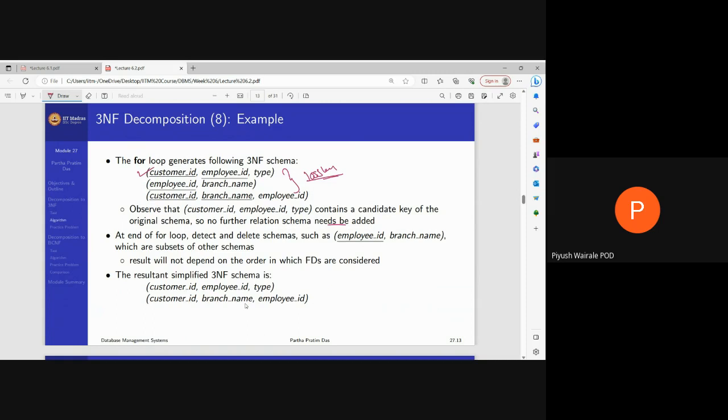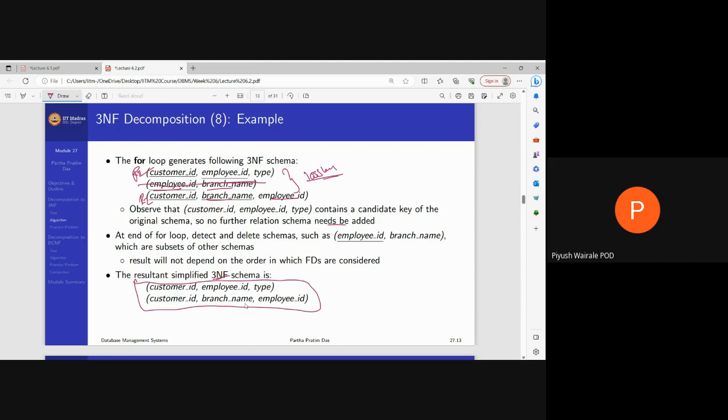So employee ID and branch name are a subset of other schemas, right? Here you can see branch name, employee ID, branch name, employee ID, so this is getting repeated. We can simply remove this because it is a subset of this particular relation. So there will be two relations, this one is R1, this one is R2. All the attributes are there and the conditions are satisfied for lossless decomposition. So this is one method to decompose the relation R into 3NF using canonical cover.